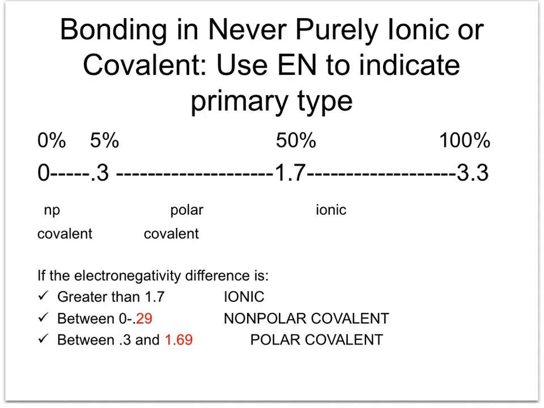One of the ways that we can indicate the type of bond a compound has is by looking at the electronegativity values of the atoms that make it up. When we subtract the electronegativity values of the two elements, we can get a number. If that number falls within the range of 0 to 0.3, we call it nonpolar covalent. If it falls into the range of 0.3 to 1.69, we call it polar covalent. And if it's greater than 1.7, then we call it an ionic bond.